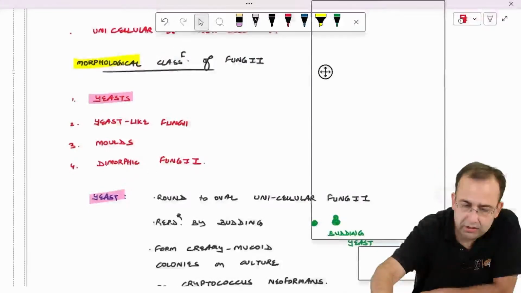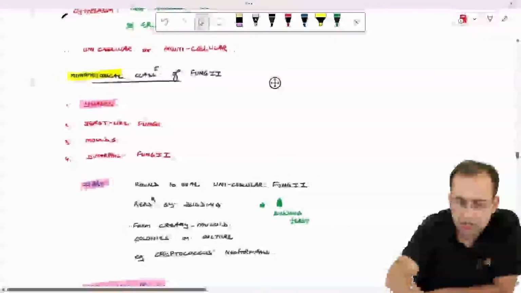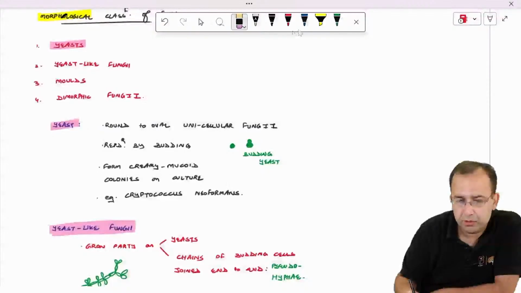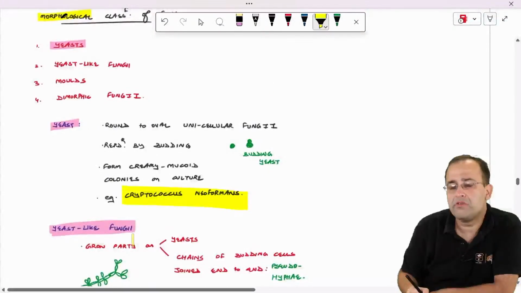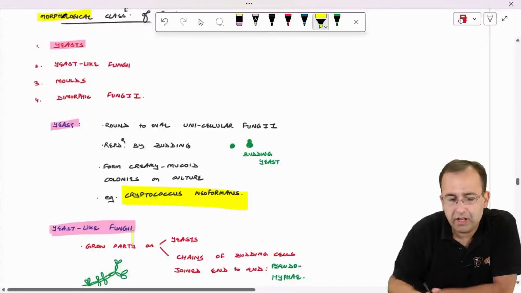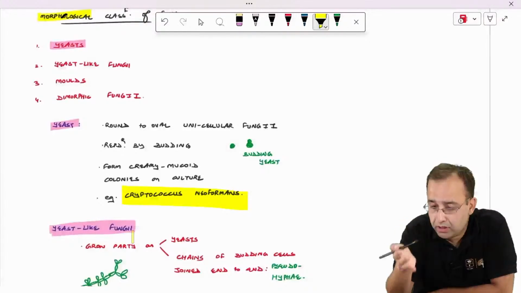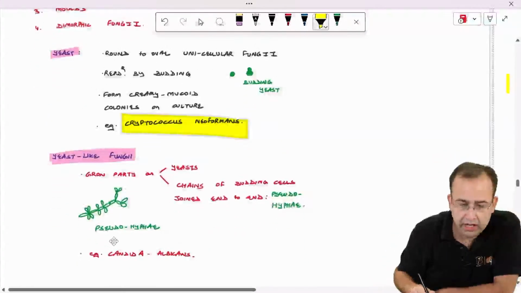Yeasts are unicellular organisms which reproduce by budding. This is a yeast, Cryptococcus neoformans. Yeast-like fungi grow partly as yeast and partly as pseudohyphae. In this time's INI questions, pseudohyphae are associated with Candida albicans.